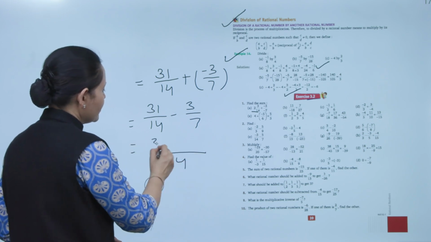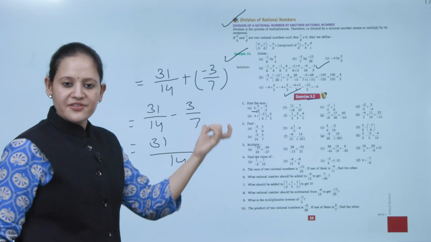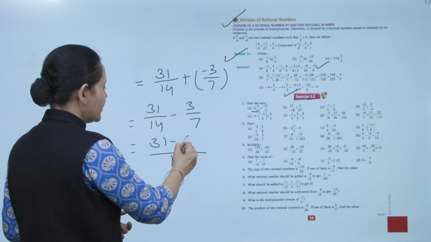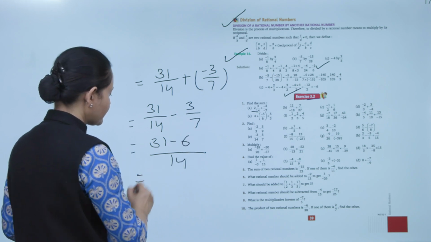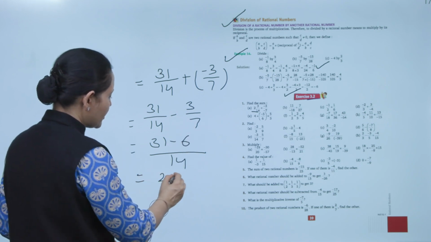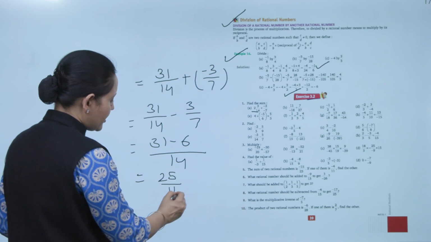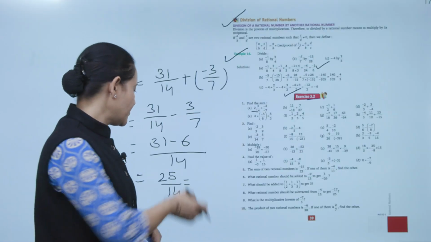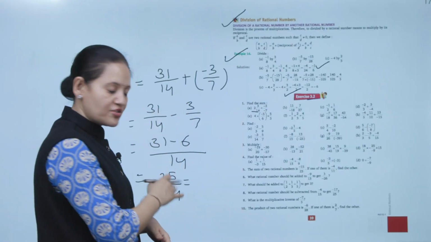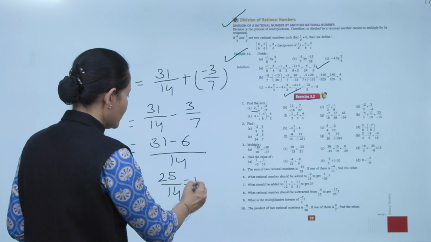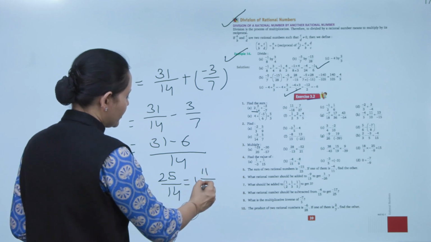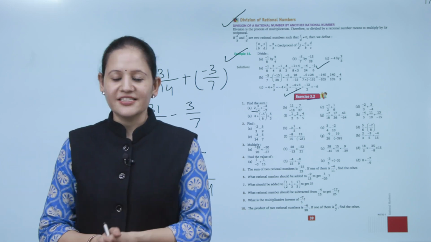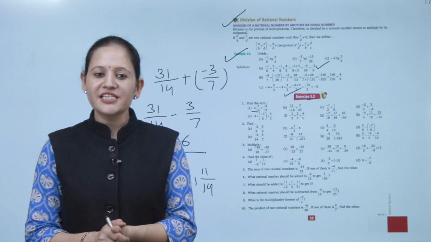14 divided by 7 is 2. 2 into 3 is 6. So 31 minus 6 is equal to 25 upon 14. Clear? Improper fraction है. So again the improper fraction will change into a mixed fraction, that is equal to 1 11 by 14. That is our answer. Practice all the questions of this exercise.